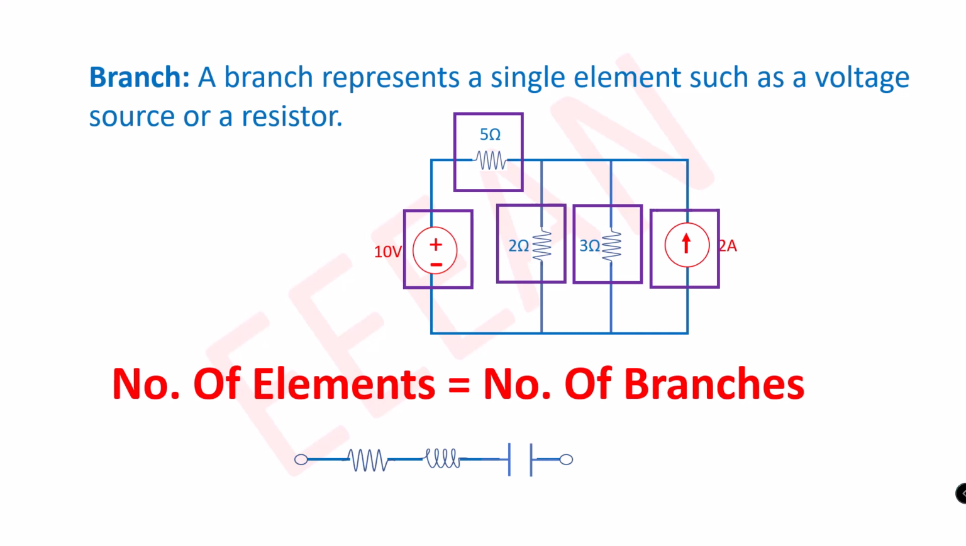And we have a task for you. You have to say how many branches are in the circuit shown at the bottom. Pause the video and try yourself. In the circuit, the resistance is an element, the inductor is an element, the capacitor is another element. So we know the number of elements equals the number of branches. That's why the total number of branches equals 3.